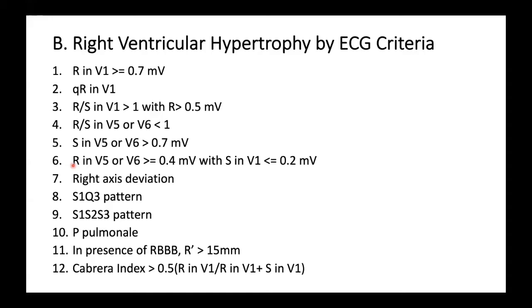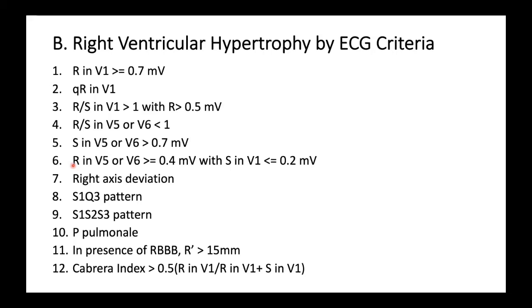The ratio of R by S in V1 should be more than 1, with R more than 0.5, and the ratio of R by S in leads V5, V6 should be less than 1. What is happening in V1 should be happening in reverse in V6. S in V5 or V6 should be more than 0.7. And then this is one important thing: there should be a feature of right axis deviation. Right axis deviation is an important component of right ventricular hypertrophy.